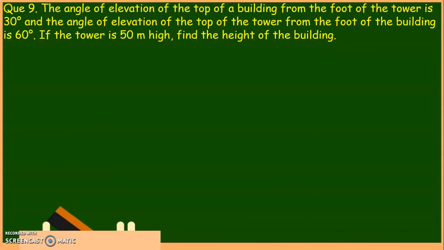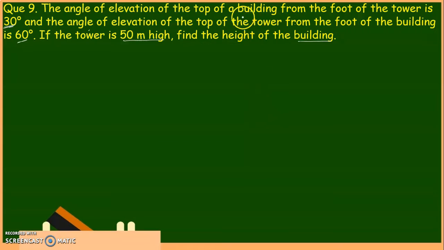The angle of elevation of the top of the building from the foot of the tower is 30 degrees, and the angle of elevation of top of the tower from the foot of the building is 60 degrees. If the tower is 50 meter high, then find the height of the building. So read the question once, twice, thrice and draw the correct diagram.